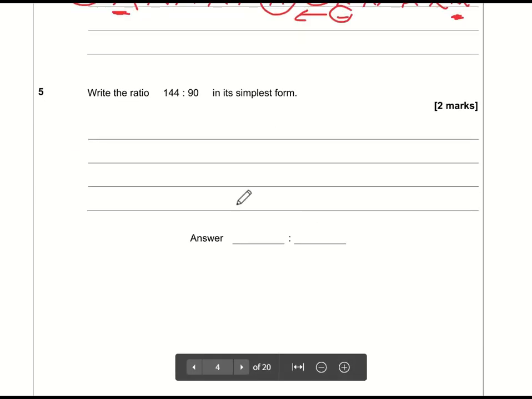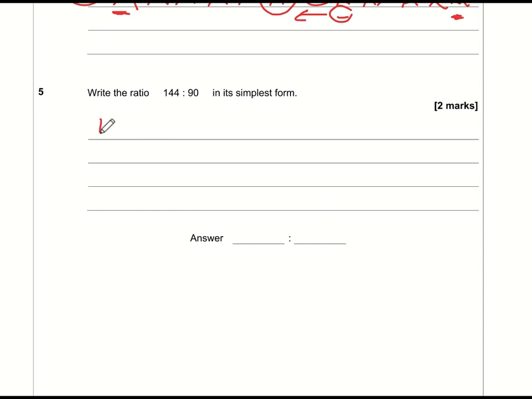Write the ratio 144 to 90 in its simplest form. I can divide both numbers by 2, they're both even. 144 divided by 2 is 72. 90 divided by 2 is 45. Can't divide by 2 again, but I can divide by 3. 72 divided by 3 is 24. 45 divided by 3 is 15. And now I can divide by 3 again. 24 divided by 3 is 8. 15 divided by 3 is 5. So the answer is 8 to 5.